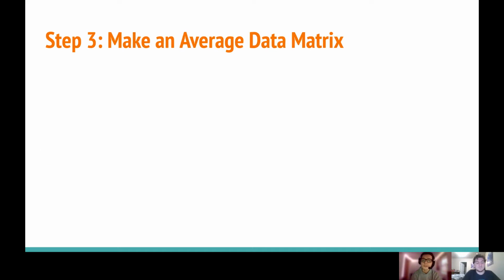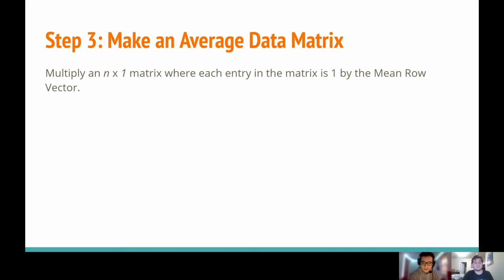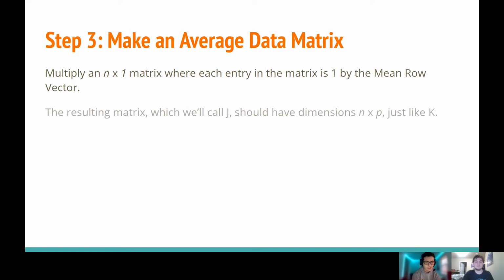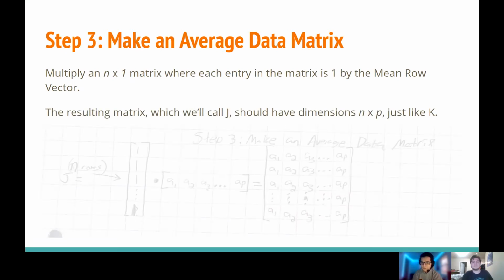Then, we are going to turn this into an average data matrix by multiplying it by an n by 1 vector, where each value of the vector is 1. Let's call this average data matrix J, and it should have the dimensions n by p, just like A. Here's what it would look like.